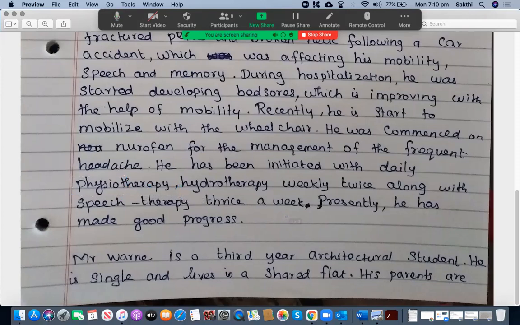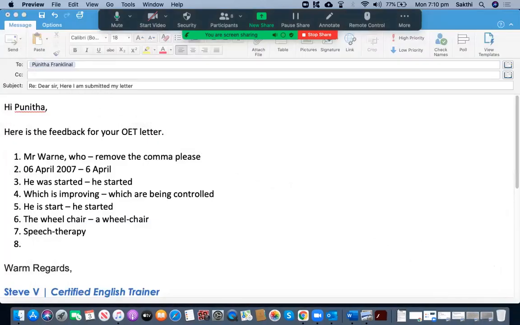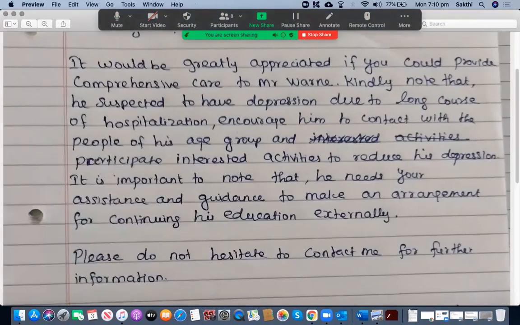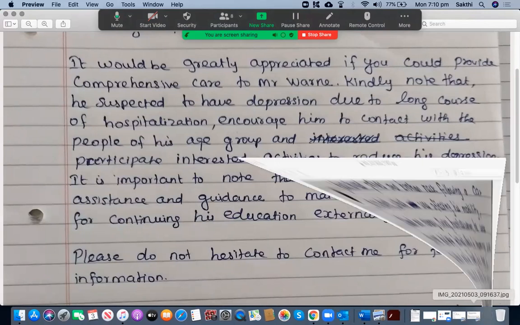"Presently he has made good progress." I'm happy with that. That's good. "Mr. Warne is a third year architectural student." Third year needs to go together, right? Like this. I mean, "third year," that's wrong. You should write "third," then a hyphen, and then "year." This is how you need to write it down. Let's go to the next one.